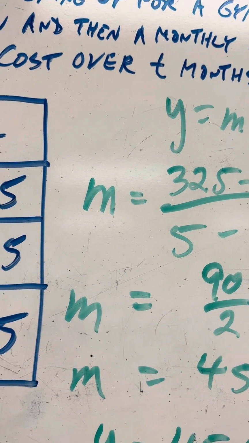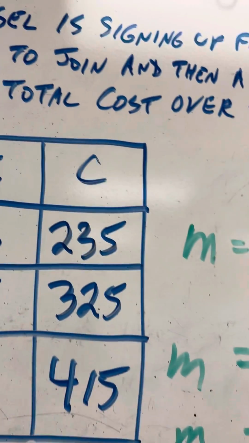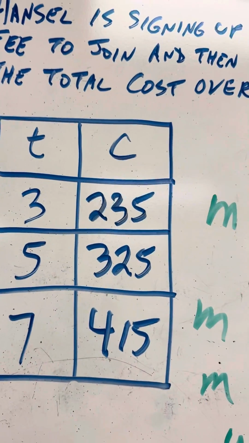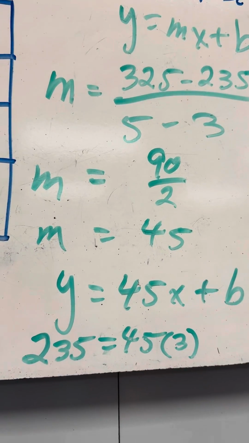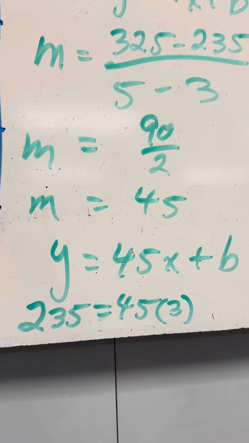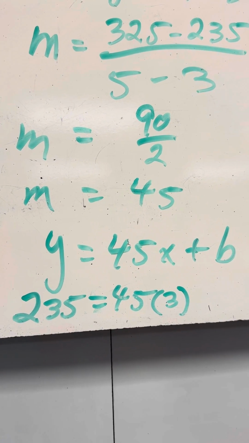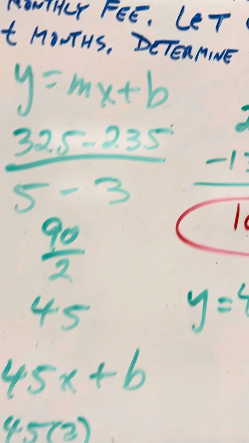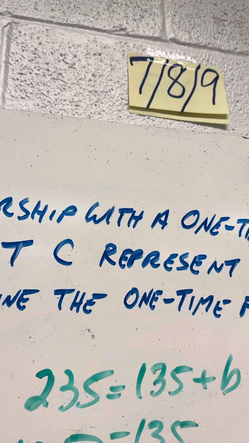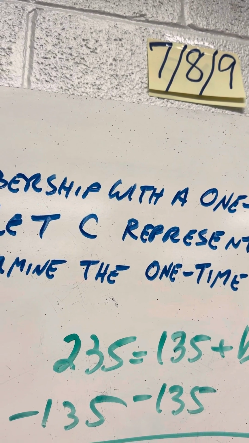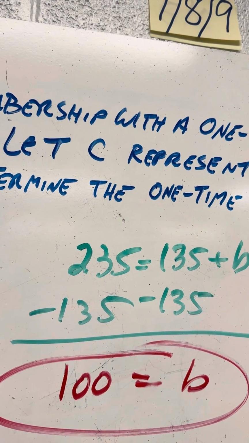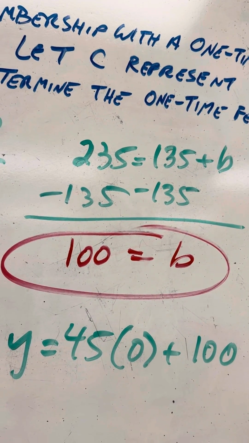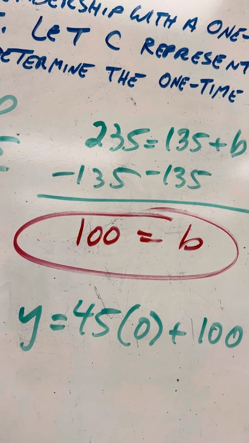So we're going to put 235 in for Y and 3 in for X. So 235 equals 45 times 3 plus B. So 235 equals 135 plus B. You minus 135 from both sides and get B equals 100, because Y equals 45 times 0 plus 100, so Y equals 100.